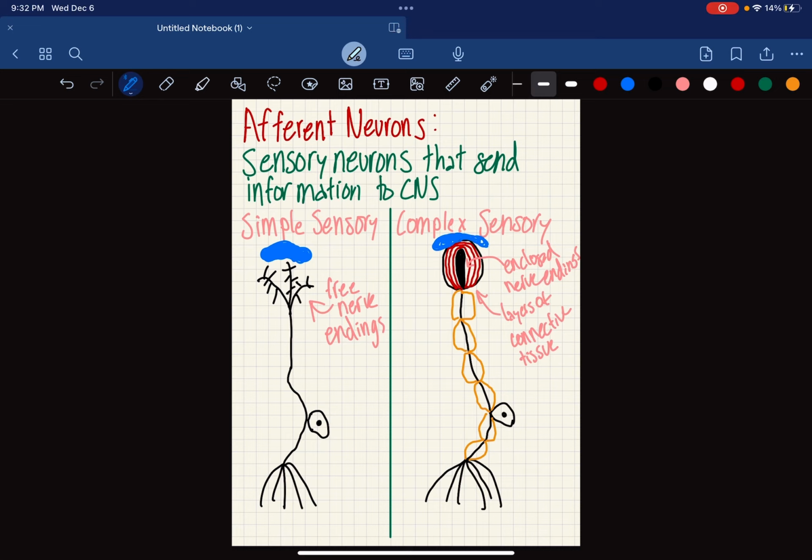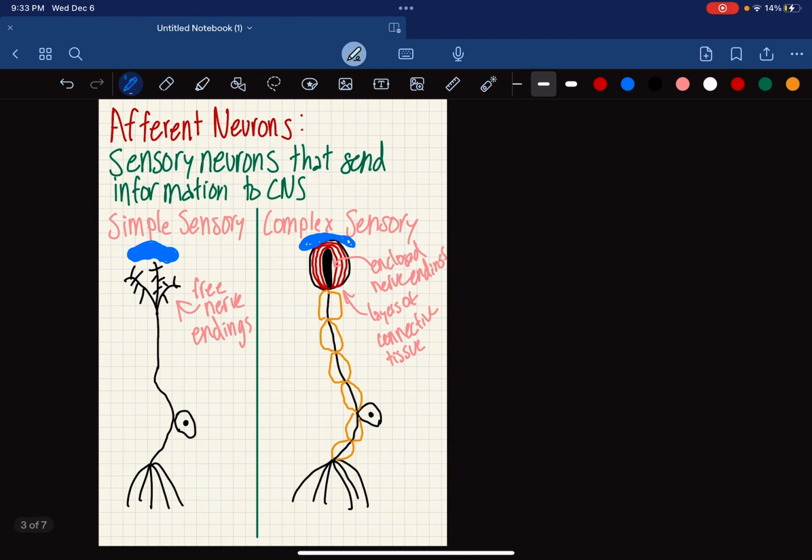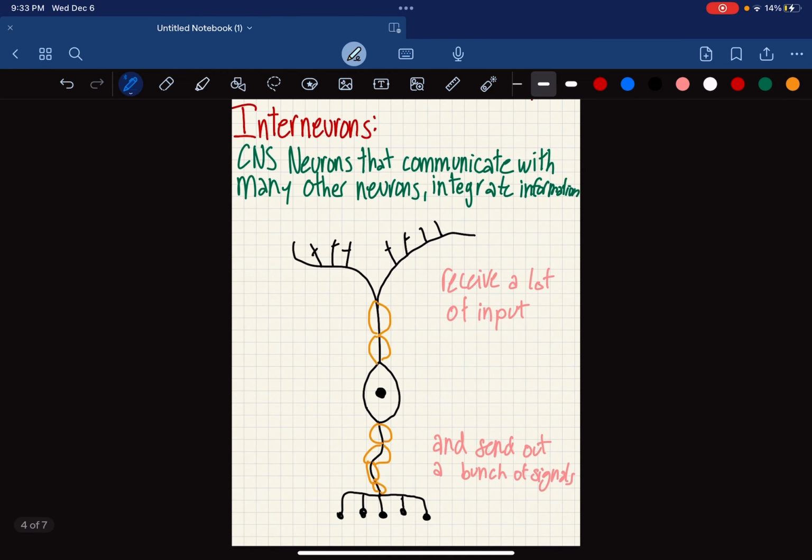They just sense things, and once they feel it, they're going to send that information to the CNS, where it gets processed by the interneurons. And interneurons are central nervous system neurons that communicate with many other neurons. And in short, they integrate information. They receive a lot of input, and they send out a bunch of signals.